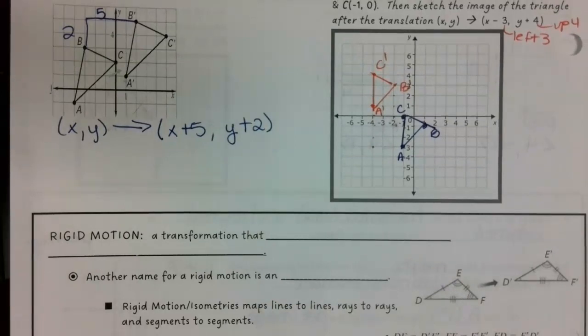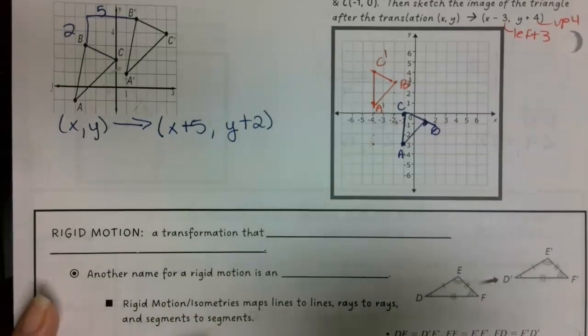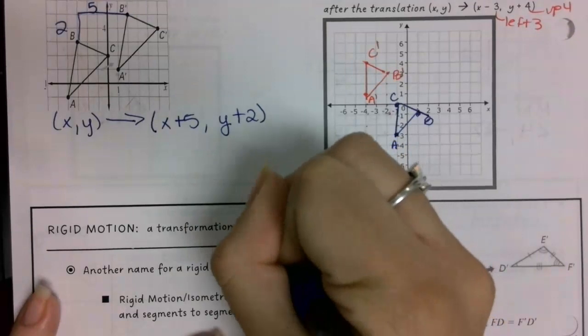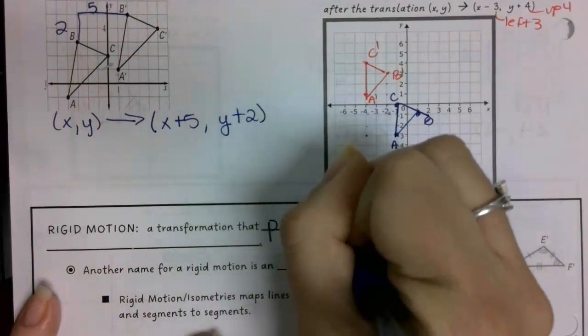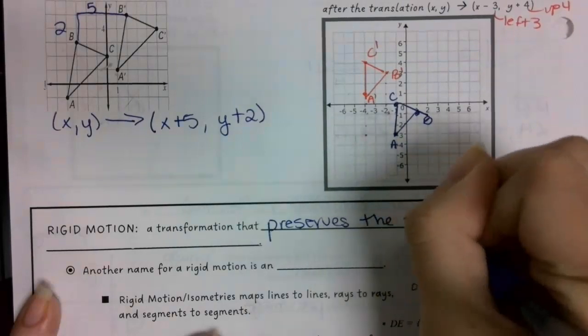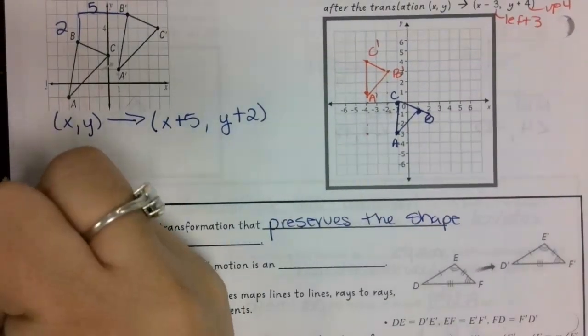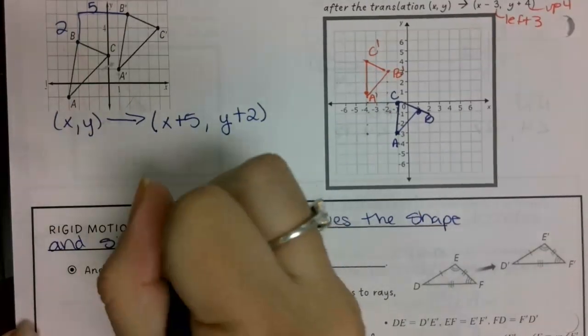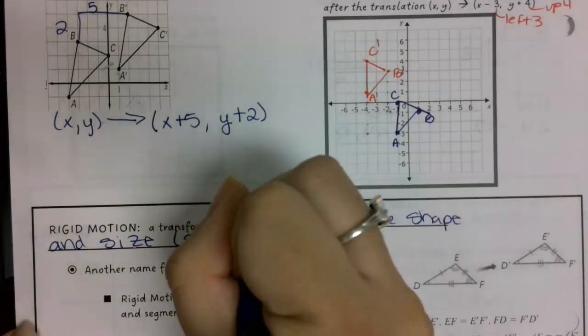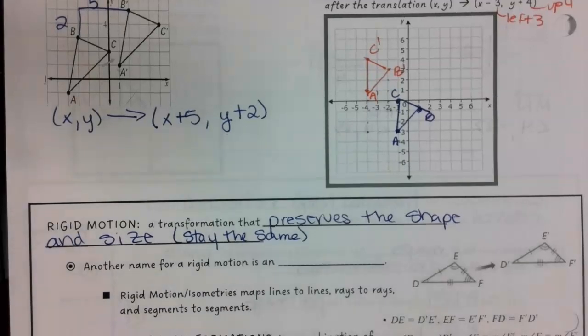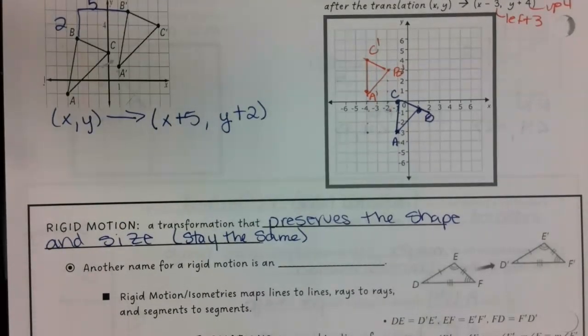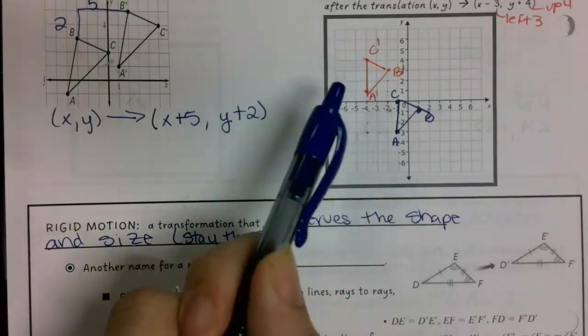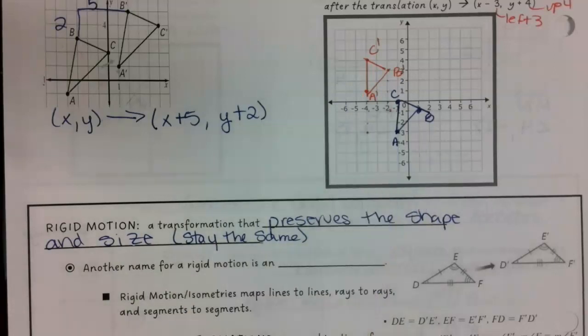Okay, so a translation is a type of rigid motion. A rigid motion is a transformation that preserves the shape and size. So this means they just stay the same. So I'm not going to turn a triangle into like a rectangle, and it's not going to get any bigger or smaller. It's going to stay exactly the same. So if I went and measured my triangle up here, it should measure the same as my blue triangle down there.